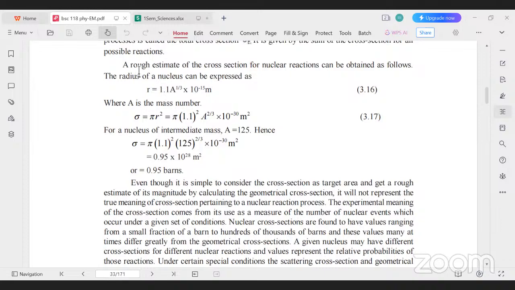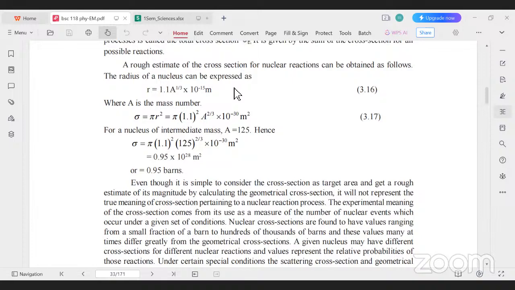They have not said that it is an accurate estimation, right? A rough estimation of the cross section for nuclear reactions can be obtained. They're not giving you an accurate value. So the radius of the nucleus can be expressed. I have done some experiments and I am thinking that this is the equation I can express in this way. If you do it in an experimental way, then only you can say that it is an accurate value. So I am imagining I have done some research work and I am assuming and giving you some estimation.